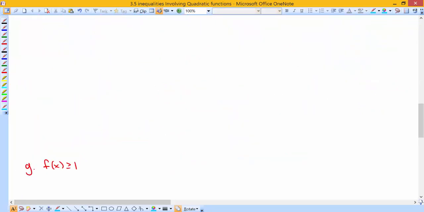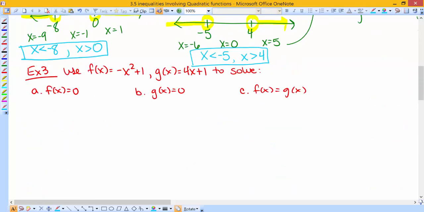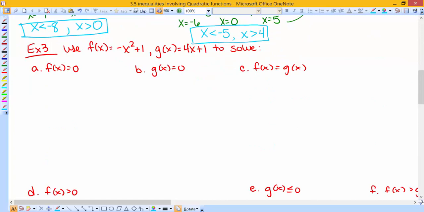Now in example 3, whoops, too far. Look at how many of these are in example 3. In example 3, it's not too bad because you have 3 equal signs. You don't have to do sign lines for those, the checking lines. You have to check only when it's an inequality.